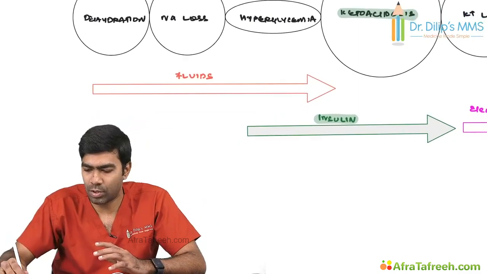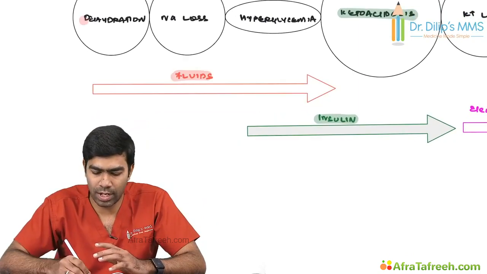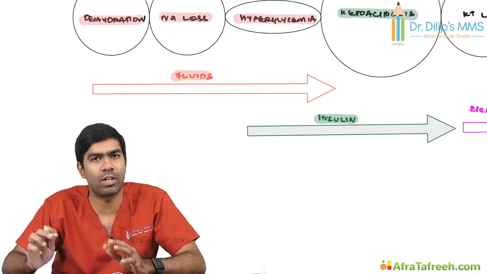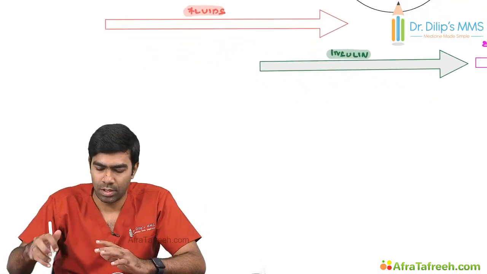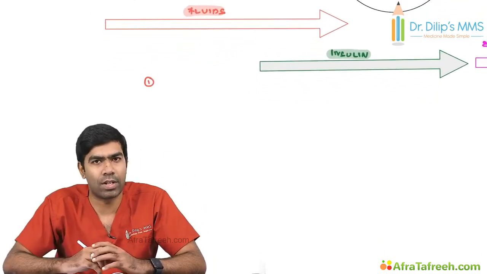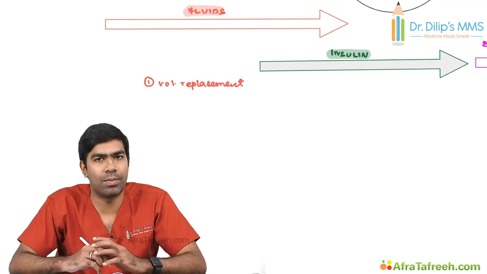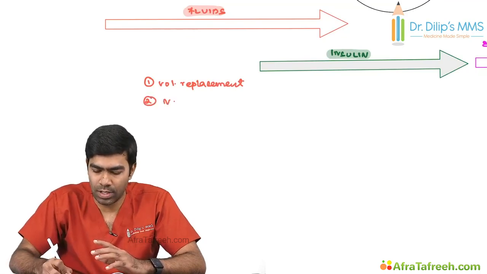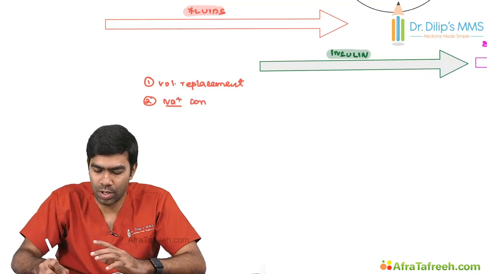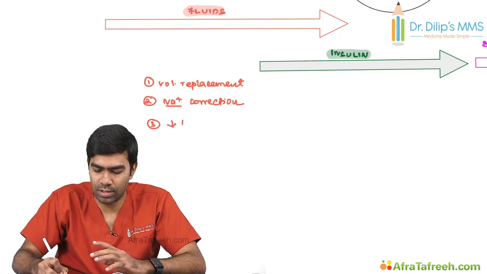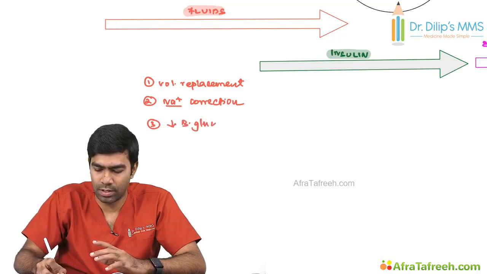So the first therapy is going to be the fluids, which is going to correct the dehydration, sodium loss, as well as hyperglycemia to an extent. The first reason for giving the fluid is volume replacement to correct the hypovolemia, and obviously they're going to correct the sodium as well. At the same time, they're going to reduce the blood glucose as well.